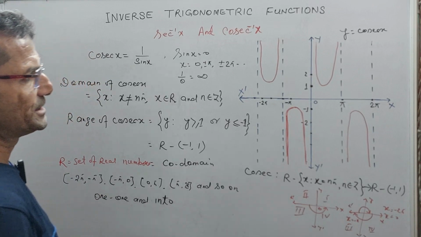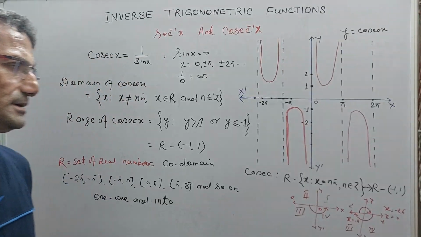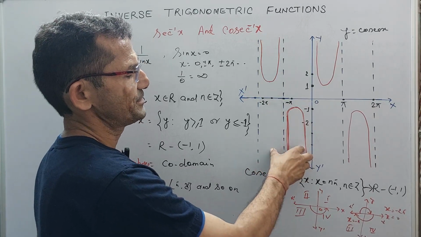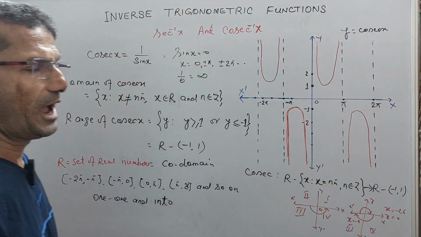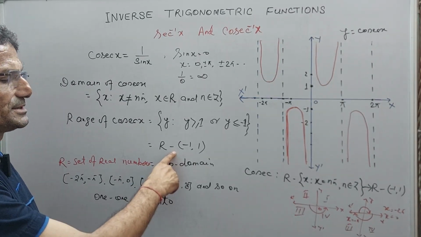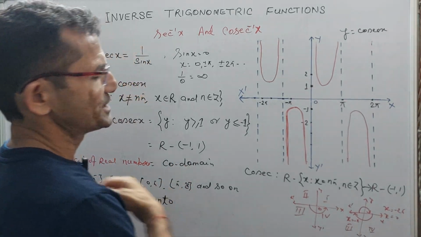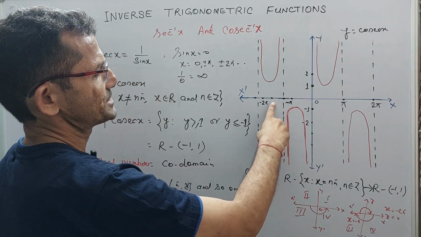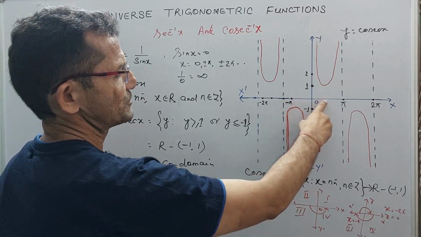For considering the whole range, we have to mix up two intervals which are side by side, like these two consecutive intervals. If I consider these two consecutive intervals, or these two consecutive intervals, and so on, then our range will be R minus the interval -1 to 1. So we have to consider mixing up two consecutive brackets of these, like -3π/2 to -π/2, -π/2 to π/2.